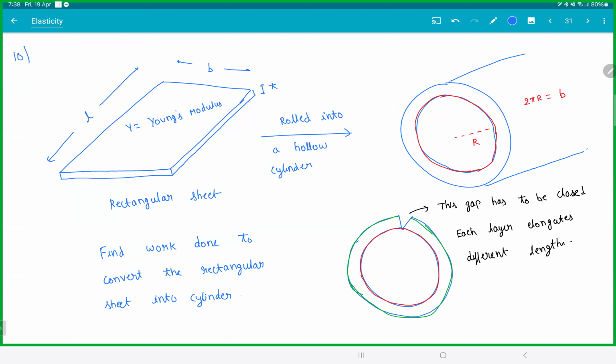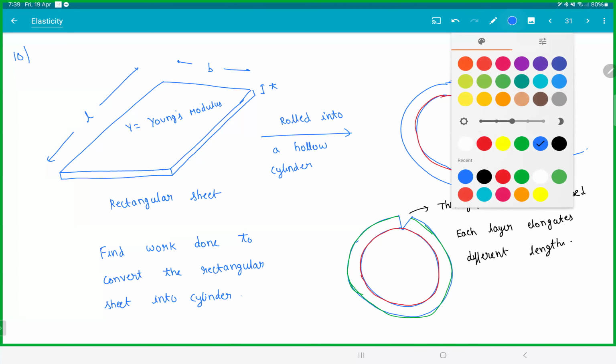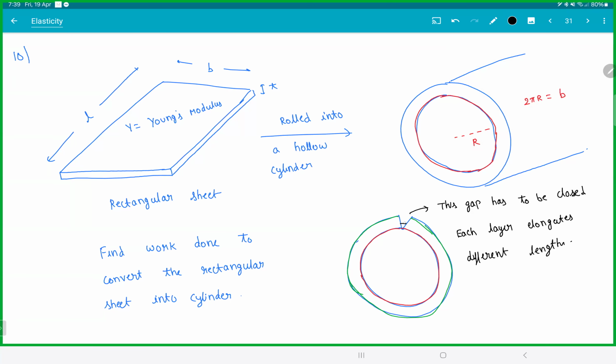Is the question understood, everyone? When you roll a rectangular sheet, you won't get a proper cylinder. That is because the inner surfaces will touch, but the outer surface length is a little short. So if you observe here, a sheet will have different elongation. See, all these black lines, you have to stretch different amounts.